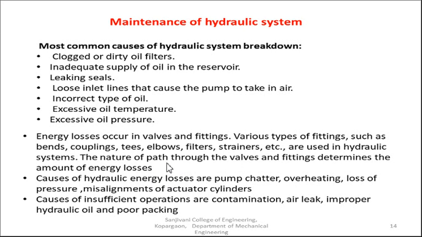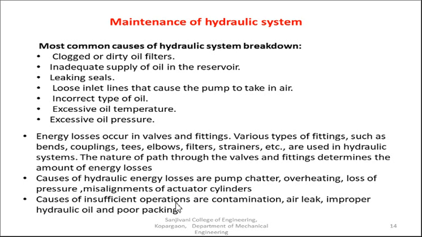Whatever heat gets generated in the hydraulic circuit is removed with the help of heat exchangers if required. Causes of heat energy losses are pump chatter, overheating, loss of pressure, and misalignment of actuating cylinders. So hydraulic energy gets lost because of pump chatter, which we will see in the later half, overheating of the hydraulic oil, loss of pressure, and misalignment of the hydraulic actuator.